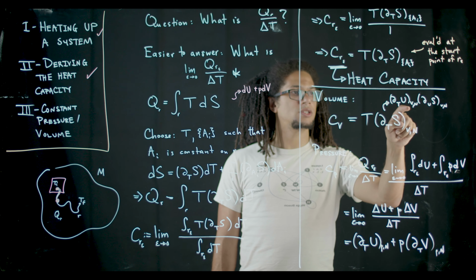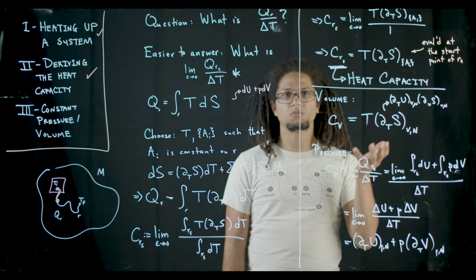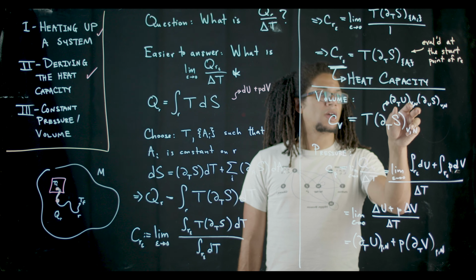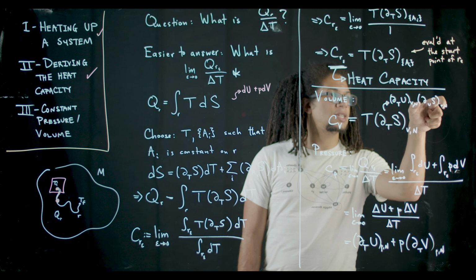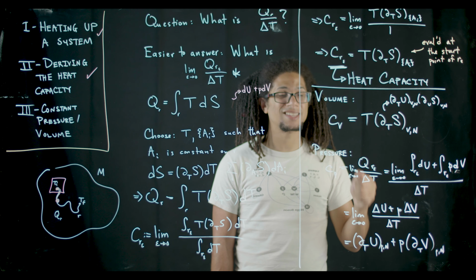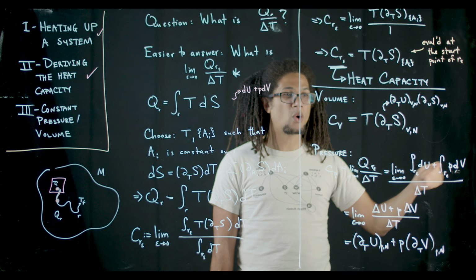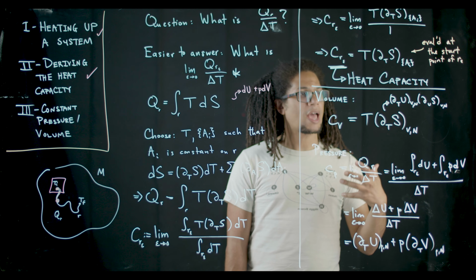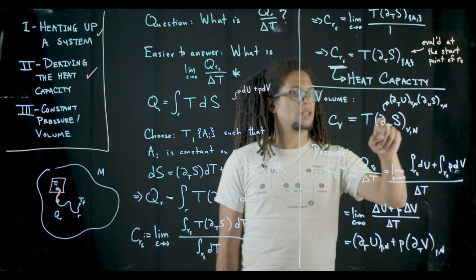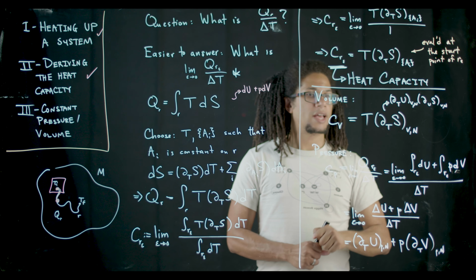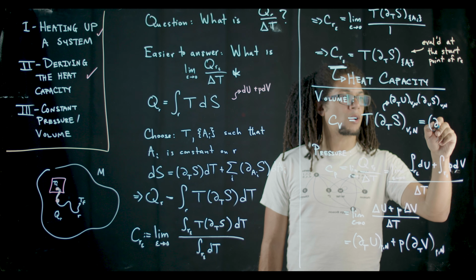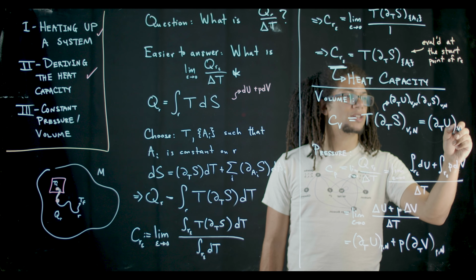Now, this first factor, we don't have much that we can do with that. This second factor, the partial of S with respect to U while fixing the other extensive coordinates, is precisely 1 over the temperature. So what happens? When we plug this in as 1 over T, that 1 over T cancels this. And so we get that the heat capacity at constant volume is simply the partial of U with respect to T while fixing V and N.